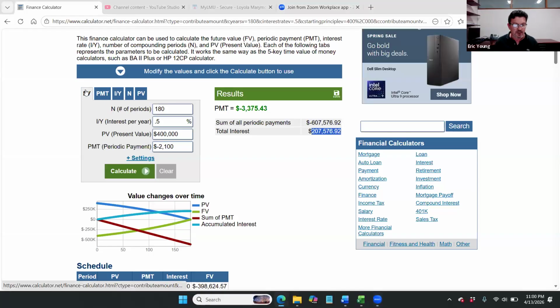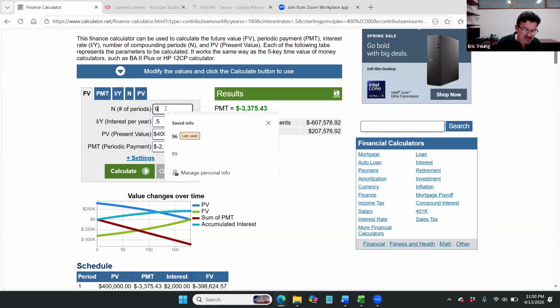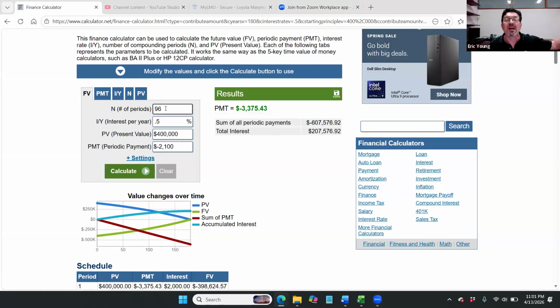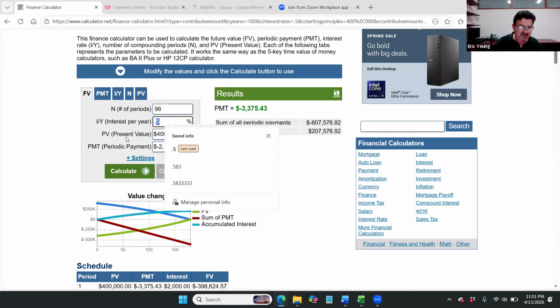So now we're solving for the future value. Still 400,000, so that stays. We're going to change our N to 96 because we wanted the future value in 8 years, or 96 months. This stays the same, and our payment was 2,398.20.